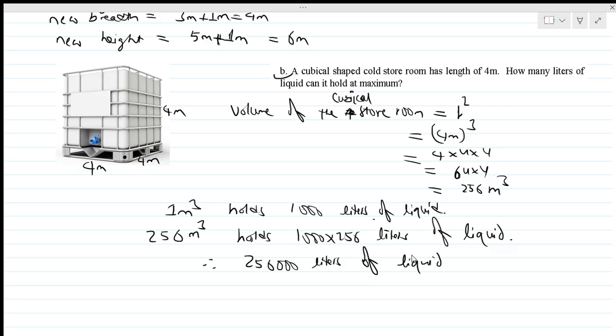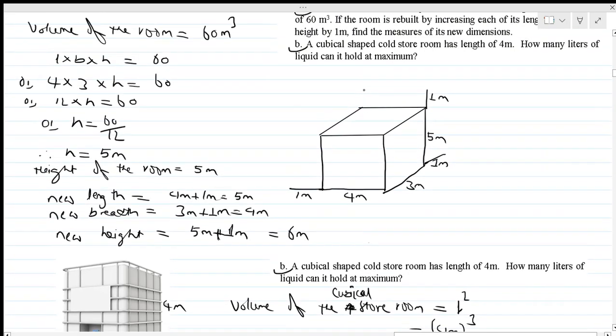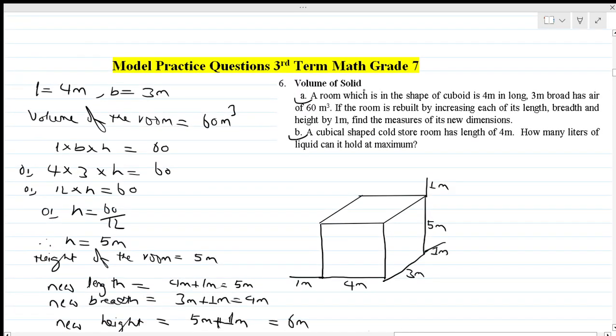Okay, so I made part B clear. So this was about the volume of solids, where the solids taken were a cuboid and a cube.